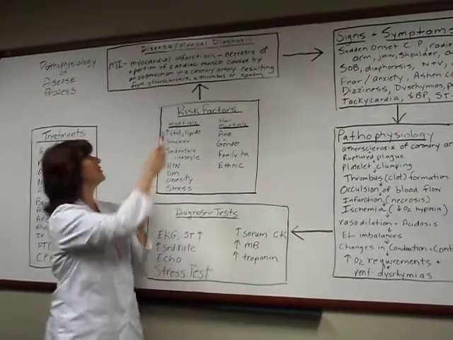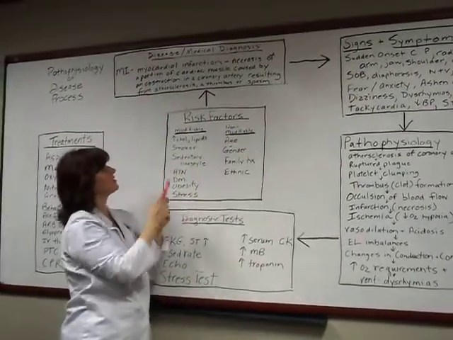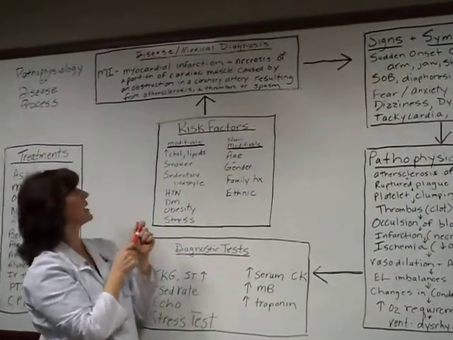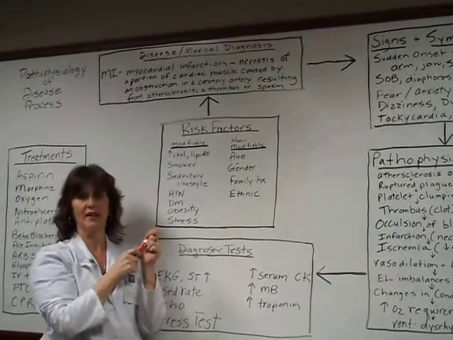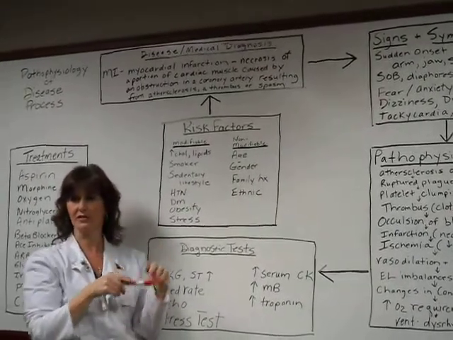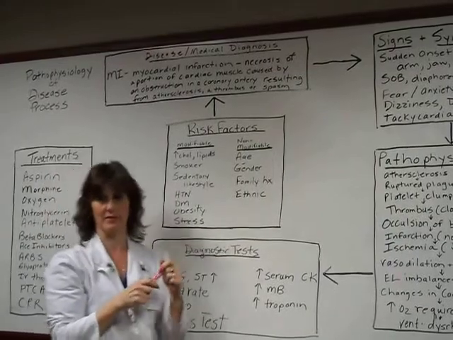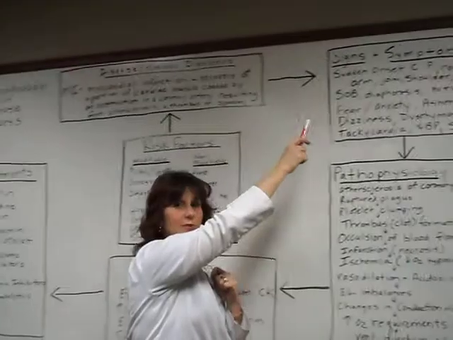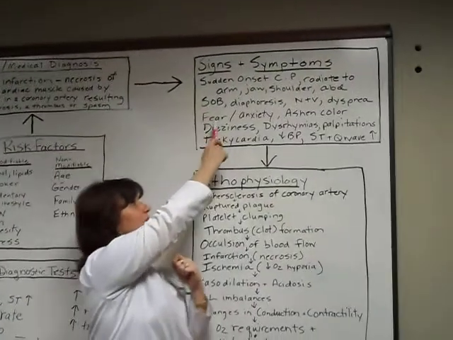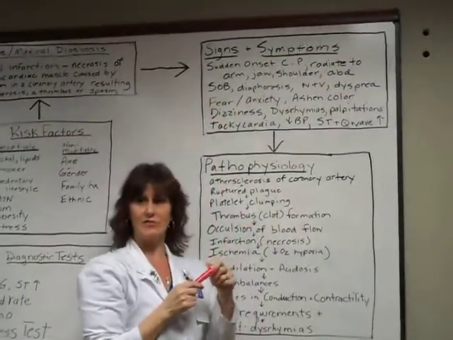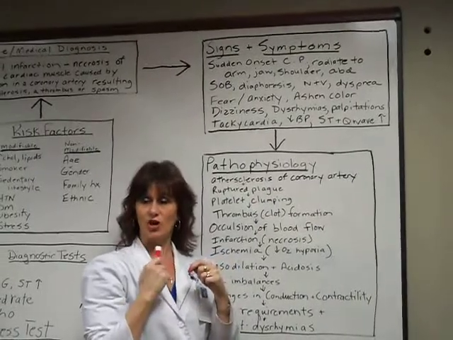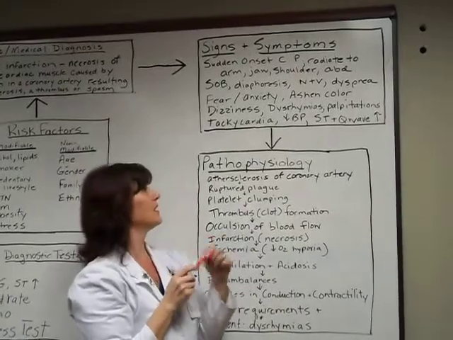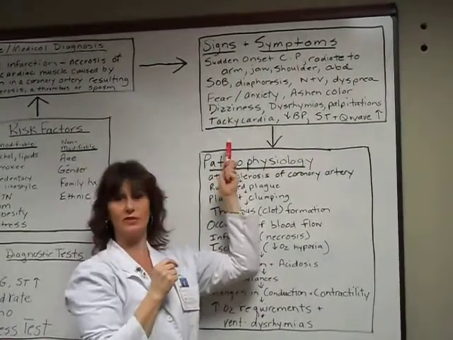In this case, an MI, which is necrosis of a portion of the cardiac muscle caused by an obstruction in a coronary artery that results from atherosclerosis, a spasm, or a thrombus. A patient with an MI will experience these signs and symptoms. They may have sudden onset of chest pain. It may radiate to the jaw, to the back, to the arm, to the shoulder. They may have diaphoresis and shortness of breath.